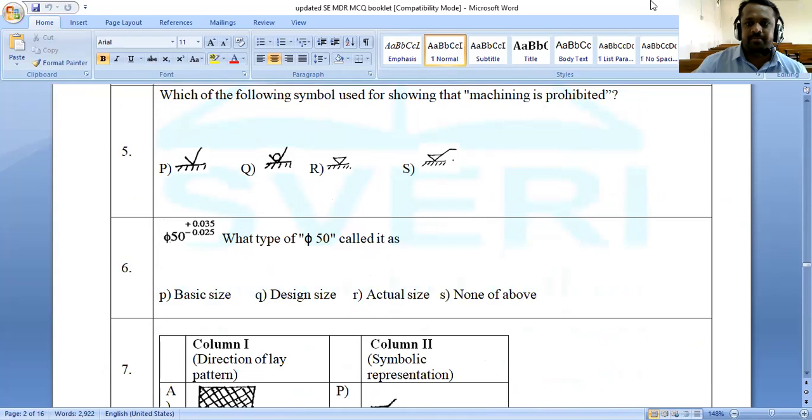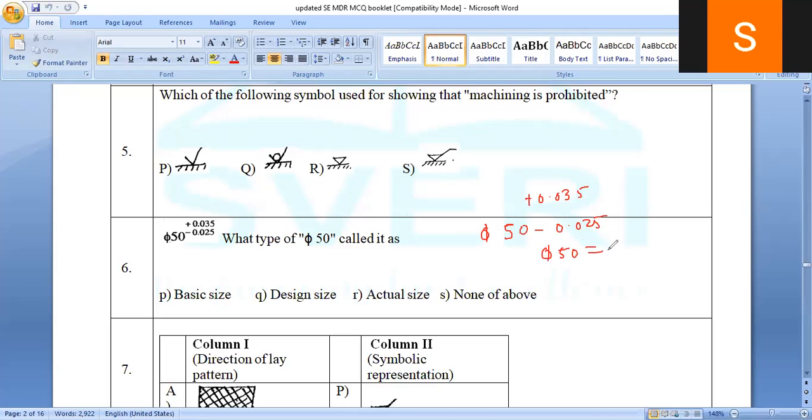Then tell me. They have asked the question like this: 550 plus 0.035 minus 0.025. What does that 550 indicate here? Basic size. Whether it is basic size, design size, or actual size, it is the basic size. Okay, it is correct.